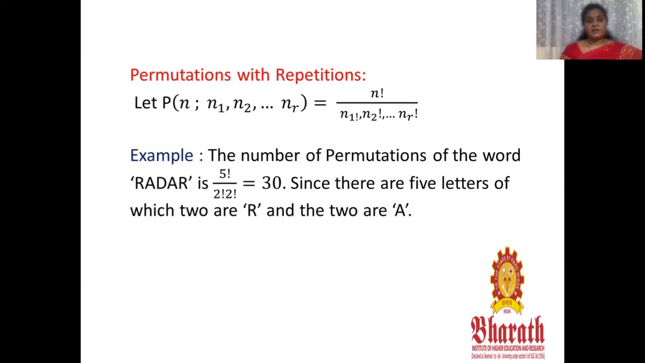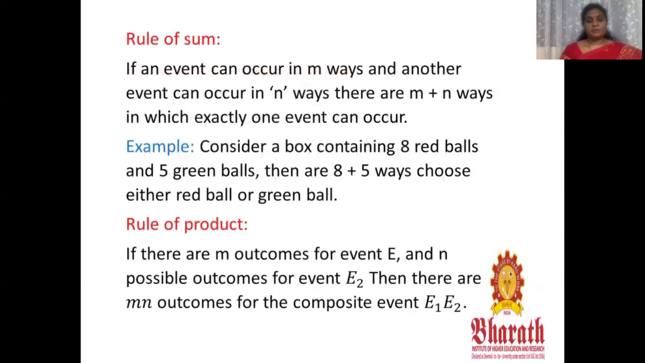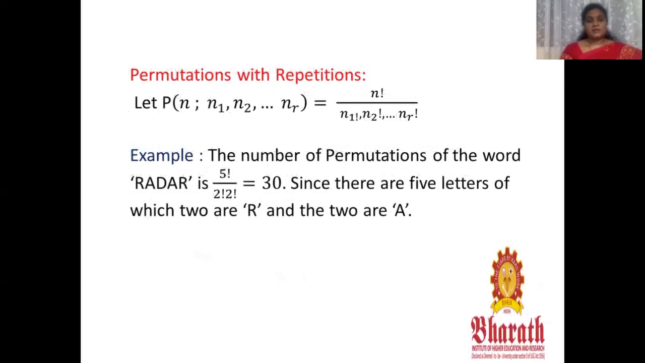The meaning is, 5 denotes the number of letters in the word radar. So there are 5 letters: 1, 2, 3, 4, 5, R-A-D-A-R, divided by 2 factorial. So 2 factorial denotes the number of R's in this word radar. The first letter is R and the last letter is R, so altogether there are 2 R's. So it denotes 2 factorial multiplied by 2 factorial.